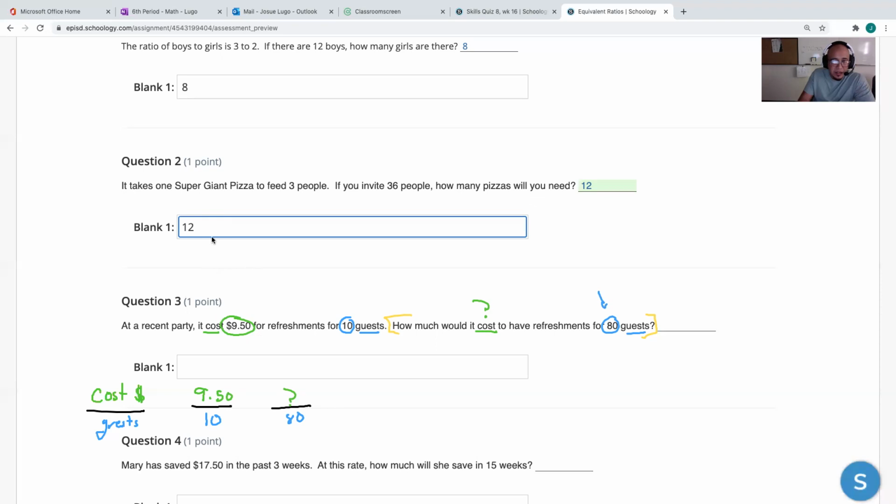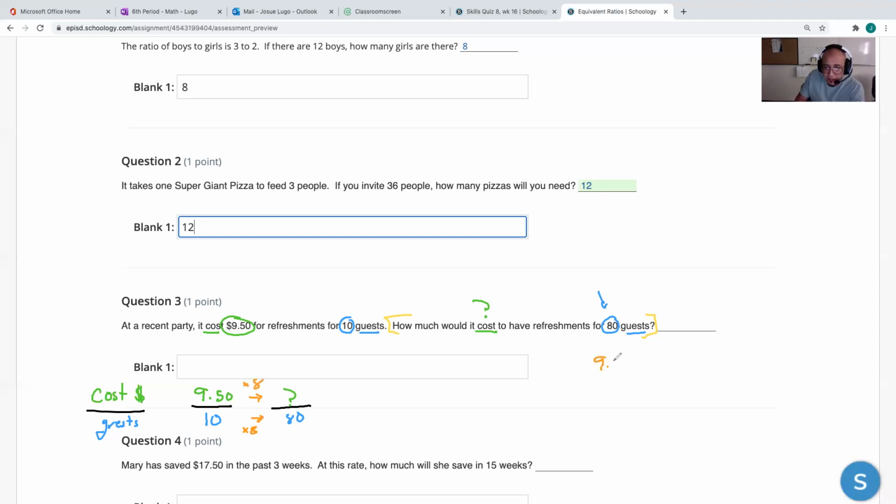Awesome. Let's use a common factor. How much is it going to cost for 80? Well, to get from 10 to 80, you're always either going to multiply or divide. Here, to get from 10 to 80, you have to multiply 10 by 8. That means that I have to multiply 950 by 8 as well. Let's work that out over here.